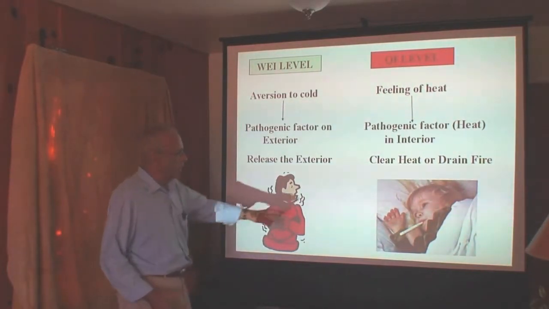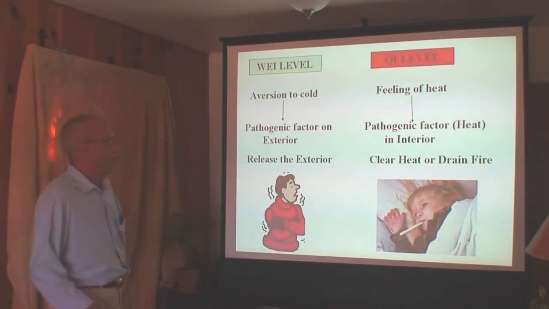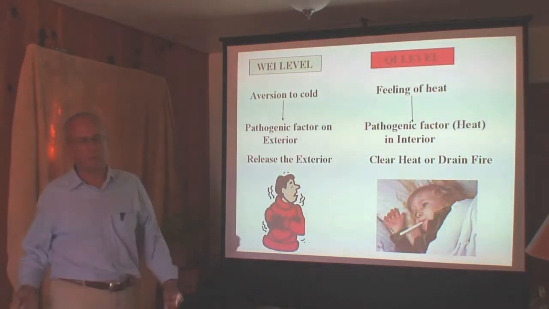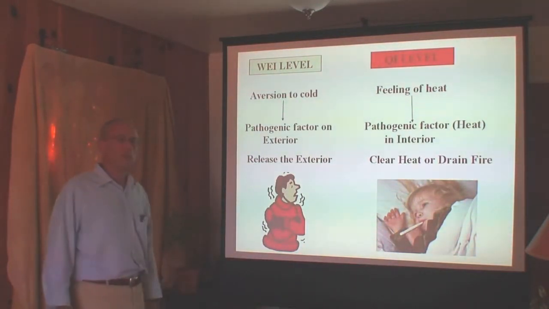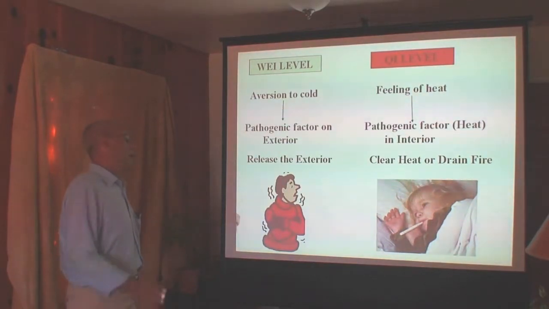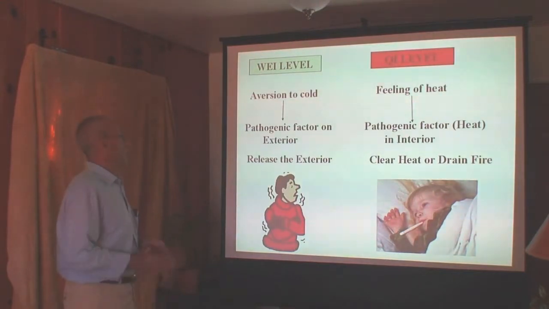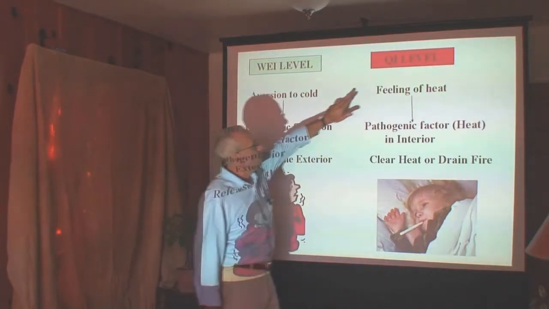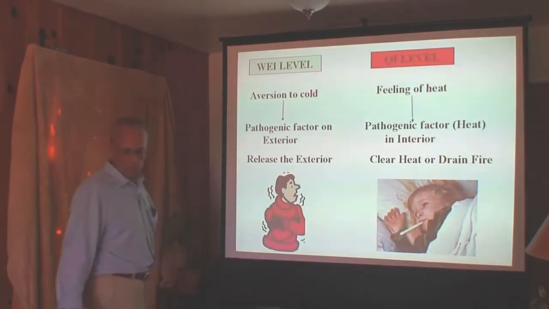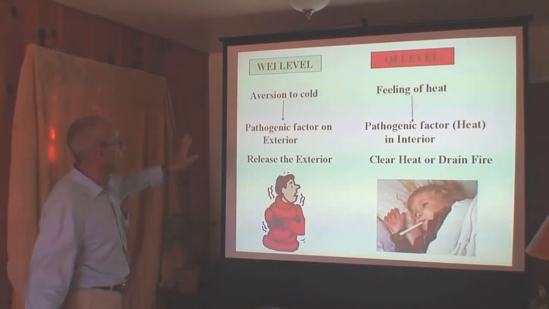The child goes to bed and is shivering and is under the blankets. And suddenly you go and check on him and he's taking the blankets off and he's hot. That's a clear sign that it's changed from the wei level to the qi level, and the pathogenic factor has become interior, and the treatment is completely different. Because at the wei level, the treatment is to expel wind. At the qi level, the treatment is to clear heat. So that's the first thing to establish: whether it's wei or qi level.